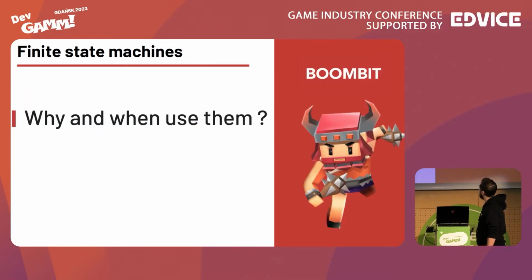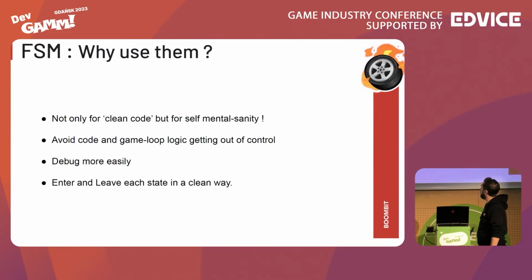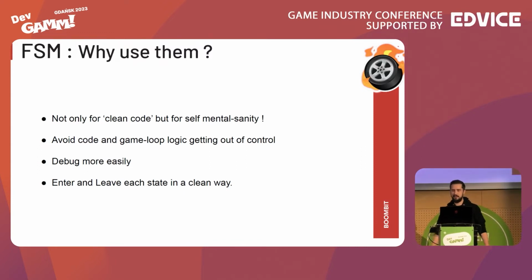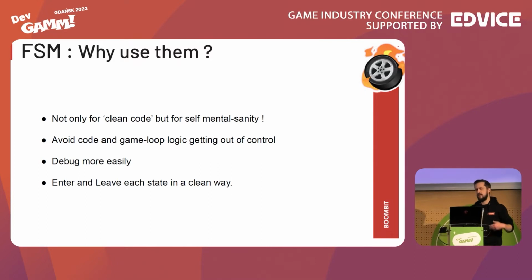So why and when should we use them? First of all, it's not only for clean code, because there's all this literature about coding, which says that finite state machines are cool, but I see, as a game designer, from my perspective, way more things than only clean code. For example, this FSM can be an alive documentation of the project. So during the whole course of the project, let's say you keep a diagram not only on a document, but also inside the project.